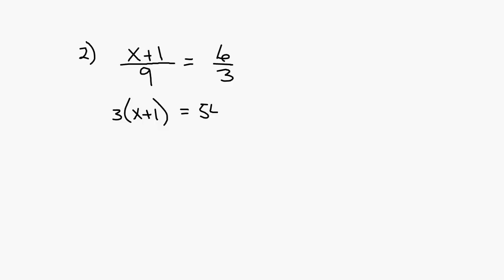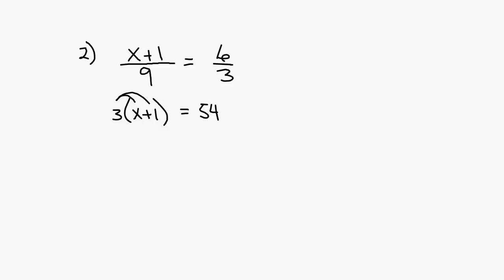Number 2, x plus 1 over 9, and that's going to be equal to 6 over 3. You're going to crisscross multiply again. So you're going to take 3 times x plus 1 and make it equal to 9 times 6, which is 54.